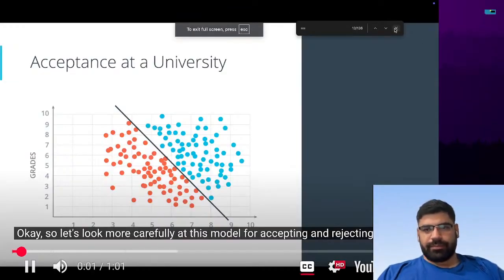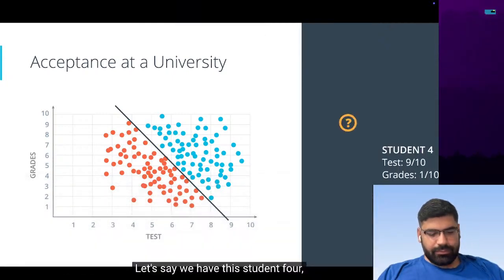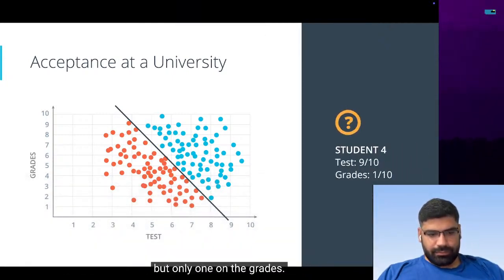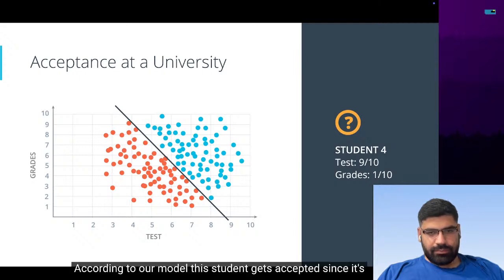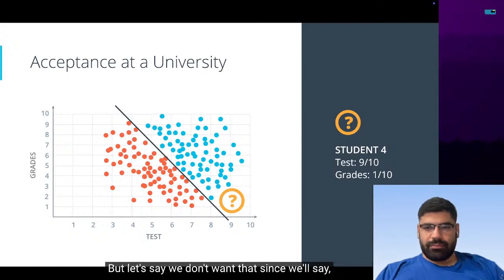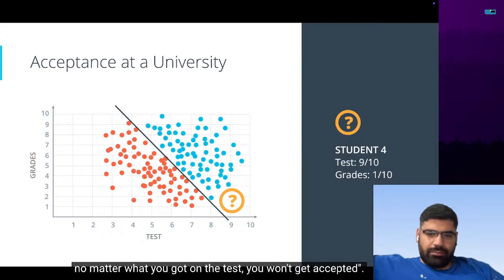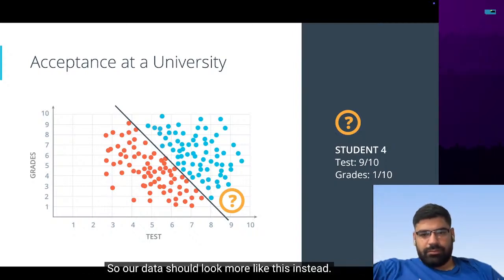Okay, so let's look more carefully at this model for accepting and rejecting students. Let's say we have this student 4 who got 9 in the test, but only 1 on the grades. According to our model, this student gets accepted since it's placed over here, in the positive region of this line. But let's say we don't want that, since we'll say if your grades were terrible, no matter what you got on the test, you won't get accepted. So our data should look more like this instead.